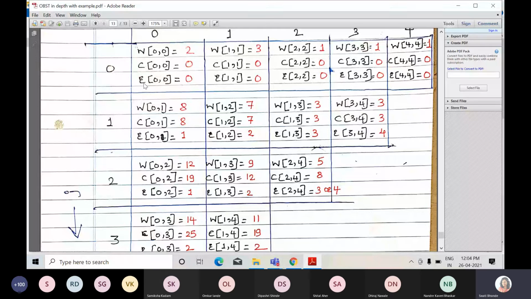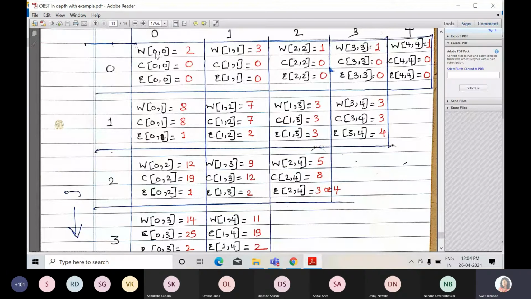Now let us try to understand what we have written in row number 0. It is very clear that we have rows 0 to 4 and columns 0 to 4. In row number 0, you can see all the ij pairs for which the difference is 0. Look at this, w of 0 0, j minus i gives you 0. Here also w of 1 1, j minus i gives you 0. Similarly we have w2 2, w3 3, w4 4.